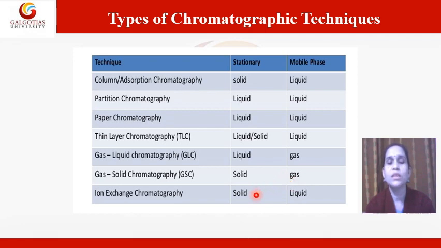Then ion exchange chromatography. Here the stationary phase is solid and the mobile phase is liquid. That means in ion exchange chromatography, different resins are used. Cation exchange resin or anion exchange resin will act as the stationary phase here, that is solid. Then the mobile phase is liquid. So these are the different types of chromatography on the basis of stationary phase and mobile phase.